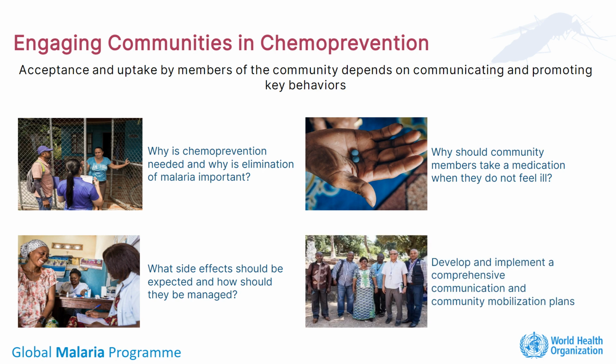A communication plan should be developed and agreed upon by the Ministry of Health and other partners with specific strategies for reaching targeted audiences. The key behaviors needed by the community should be explained clearly. Additionally, community mobilization before chemoprevention programs is critical to ensure that key behaviors are promoted. A community engagement plan should be developed to promote cooperation with local leaders and other influential members of the community.